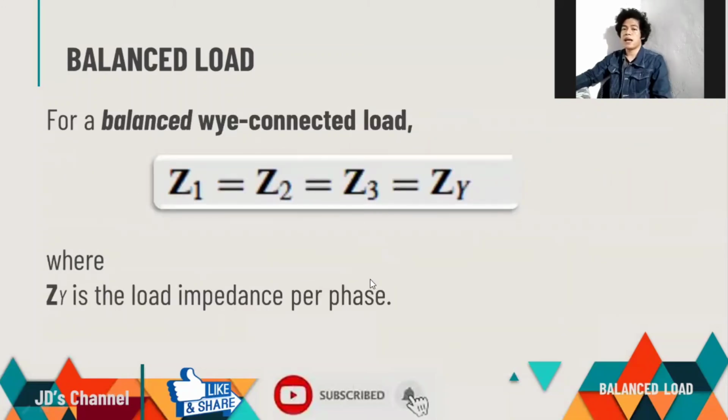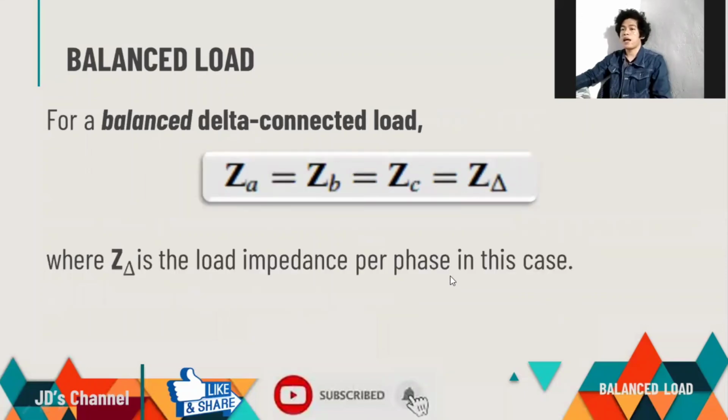Now, class, we have a conversion here. For the balanced Y-connected load, Z1 equals Z2 equals Z3 equals ZY, where ZY is the load impedance per phase. Here we use A, B, C for the delta-connected load, where Z delta is the load impedance per phase in this case. On the other side it is 1, 2, 3, and here it is A, B, C.